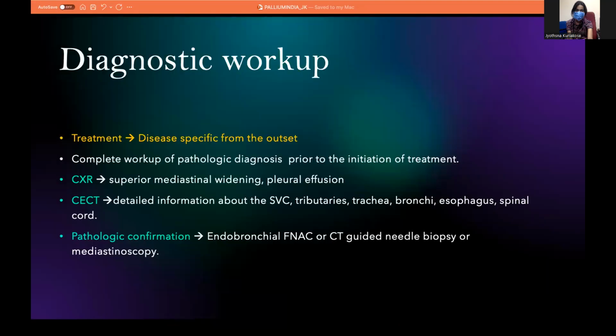So, diagnostic workup. The most important point: treatment of SVCO is disease specific right from the outset. So a complete workup of pathological diagnosis prior to the start of treatment is mandatory. On chest X-ray, features suggestive of superior mediastinal widening or pleural effusion might be seen. But a contrast enhanced CT scan will give us detailed information about the SVC, the tributaries, and the surrounding structures. Also, pathological confirmation is necessary if it is not a known case of malignancy.